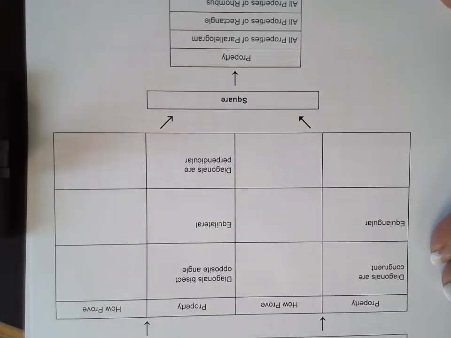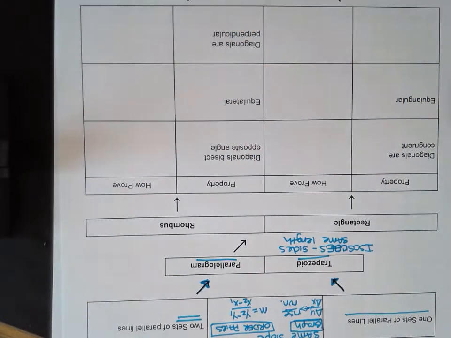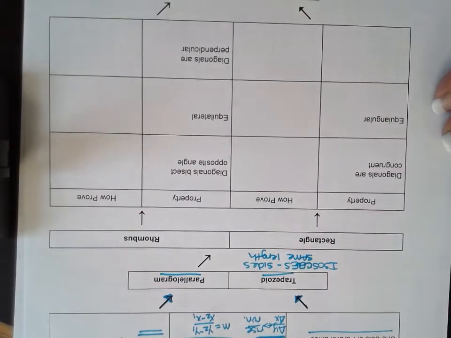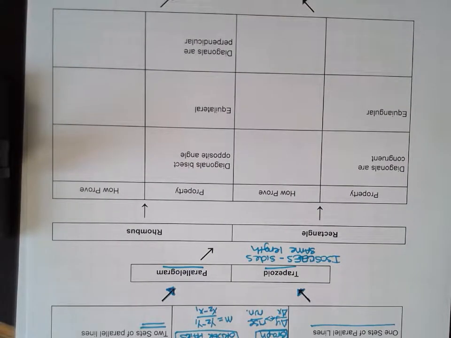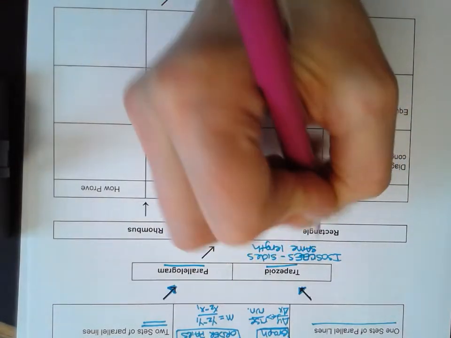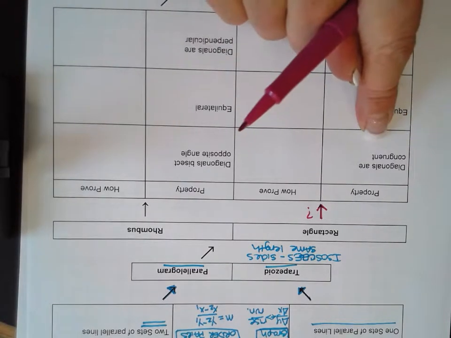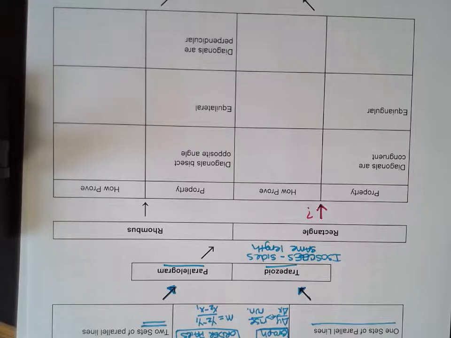So now we have to look at those to see if it's a rectangle, rhombus, whatever. First question. Do you want to do a rectangle or a rhombus first? Rectangle. Okay, so let's see if it's a rectangle. We have two properties that we can look at. One property of a rectangle is that diagonals are congruent. How can we prove that my diagonals are congruent?